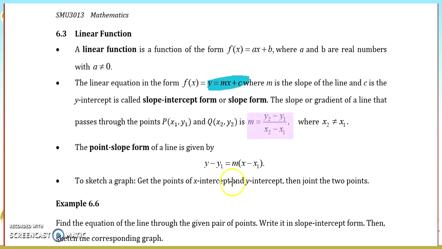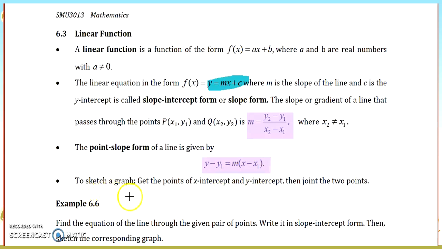We also can write a linear function in point-slope form, where the equation is written as this. We have the slope and also the coordinate of one point: y minus y1 equals m times (x minus x1). We only need the slope of a line and the coordinate of one point on the line.